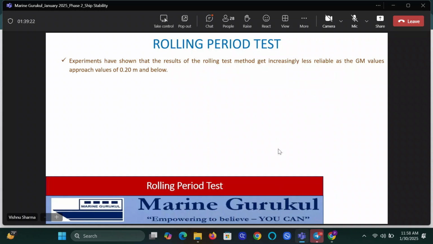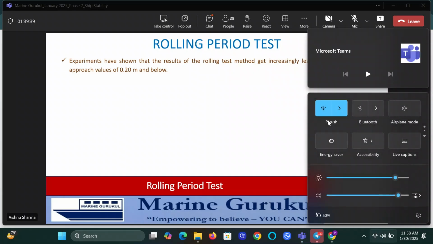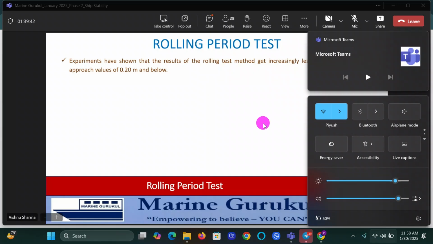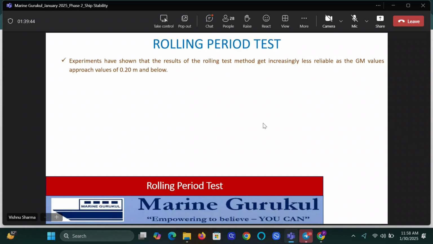Experiments have shown that results of the rolling period test method get increasingly less reliable when the GM starts reducing. And when the GM goes below 0.2 meter, the results of this test become more and more unreliable. Why? Because when the GM becomes less, the vessel tends to become tender. And when it is becoming tender, you do not know when the roll starts back and forth. It will be difficult to account for starting and counting the rolls.